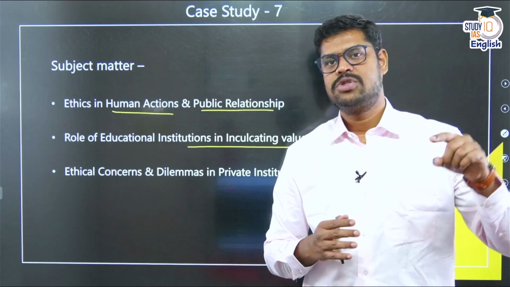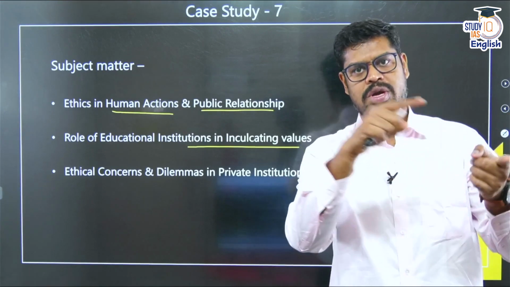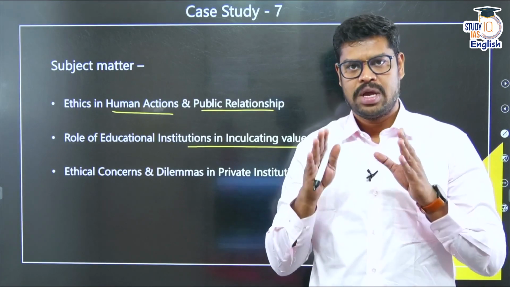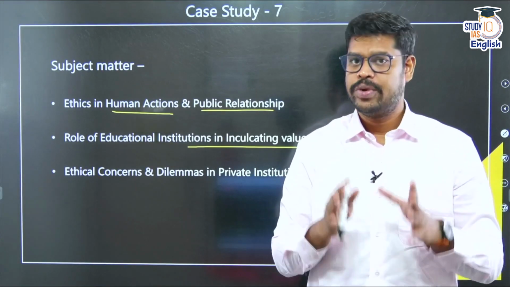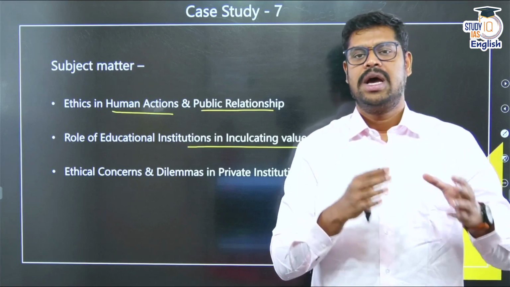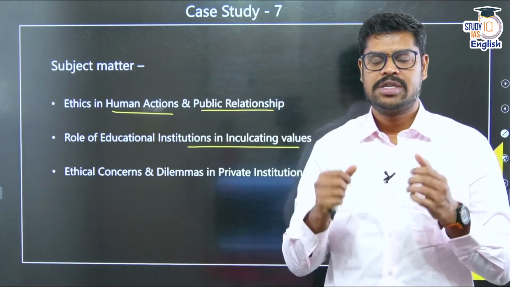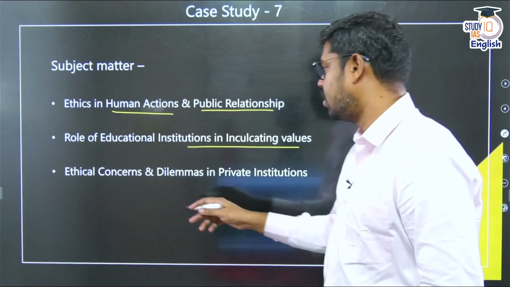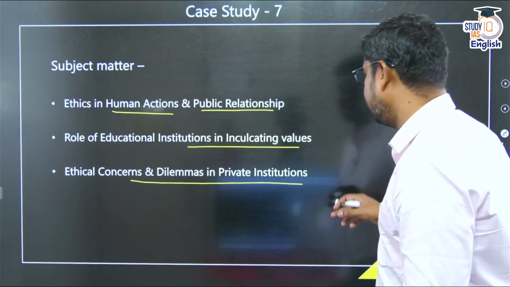So this value system is going to influence their behavior, and that is going to have an influence upon the society. So as a responsible person, you should do the right thing, and it is very, very important because you are occupying a position in an educational institution, and an educational institution has an important role in determining the behavior of individuals. Third, ethical concerns and dilemmas in private institutions.